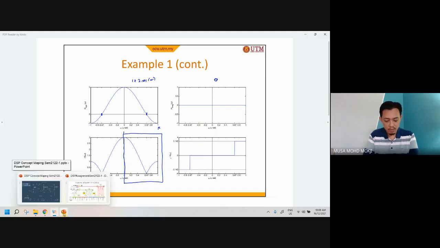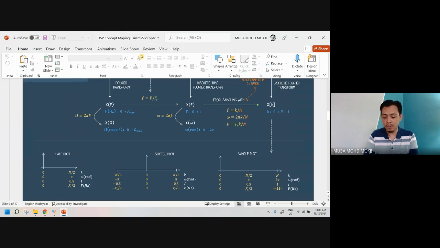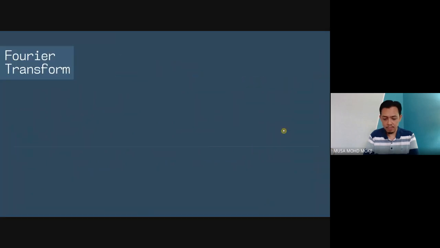Before that, I think it's good if we have some recap on what we have learned before we go to the next example, so that we can refresh everything. This is our title, Fourier transform. Generally, it is a Fourier transform, but why do we have DTFT? Because we are looking into a discrete time signal and system. Whether it is continuous or discrete time, what we do is transform our time domain signal into the frequency domain.